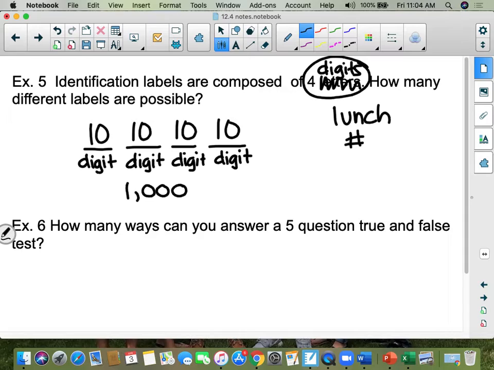Does 1,000 do it for us? Does 1,000 do it for our school? Yes, it does.